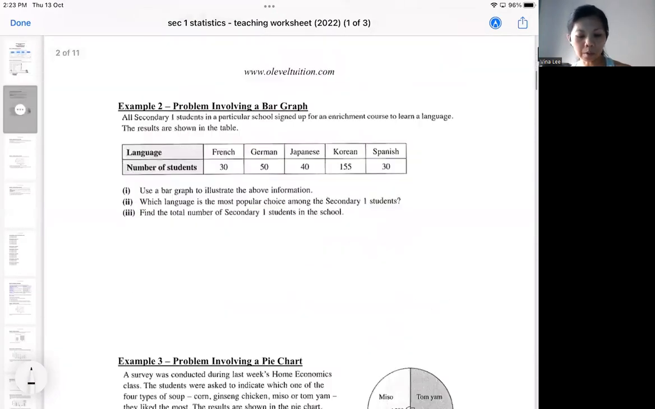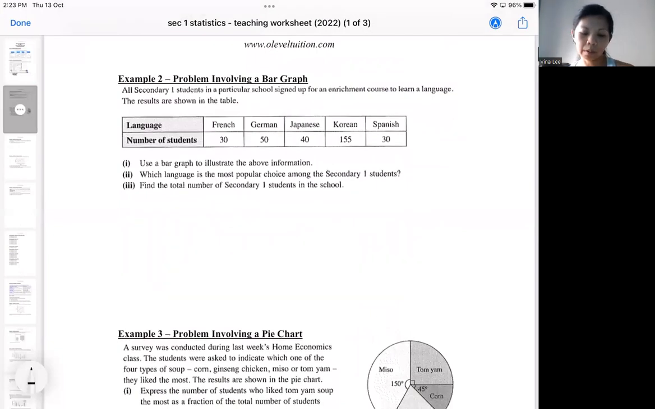Another one that we also need to know is the bar chart. In this question, we have Sec 1 students who sign up for an enrichment course to learn a language. So we put the data in a table. In this table, we see 30 students who chose French, 50 students who chose German, 40 who chose Japanese, 155 who chose Korean, and 30 students who chose Spanish. So basically, I have 5 foreign languages, and these are the numbers of students who chose each. It seems like Korean is very popular.